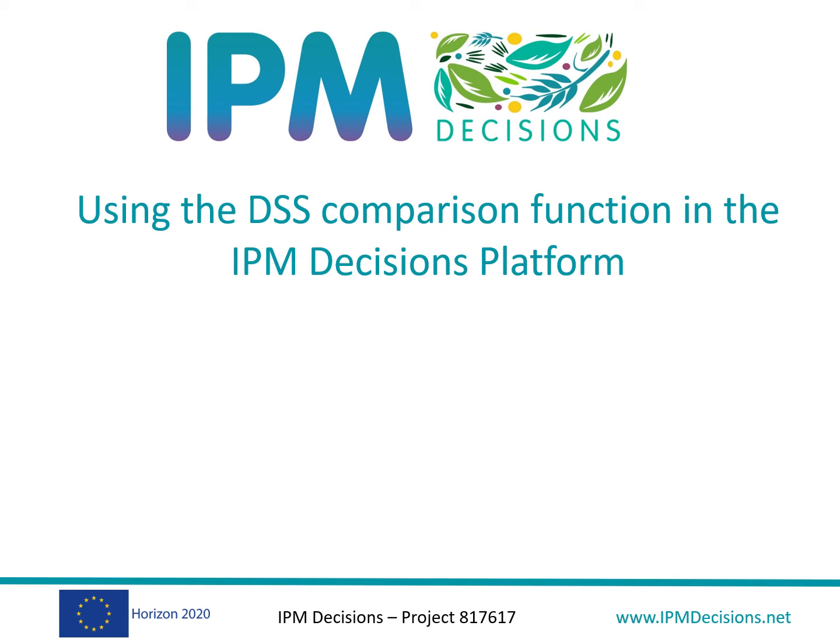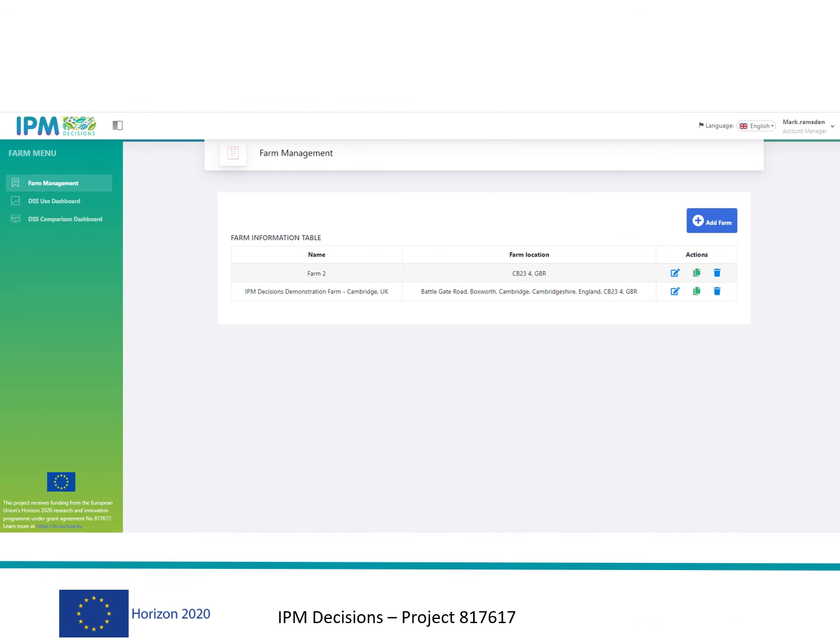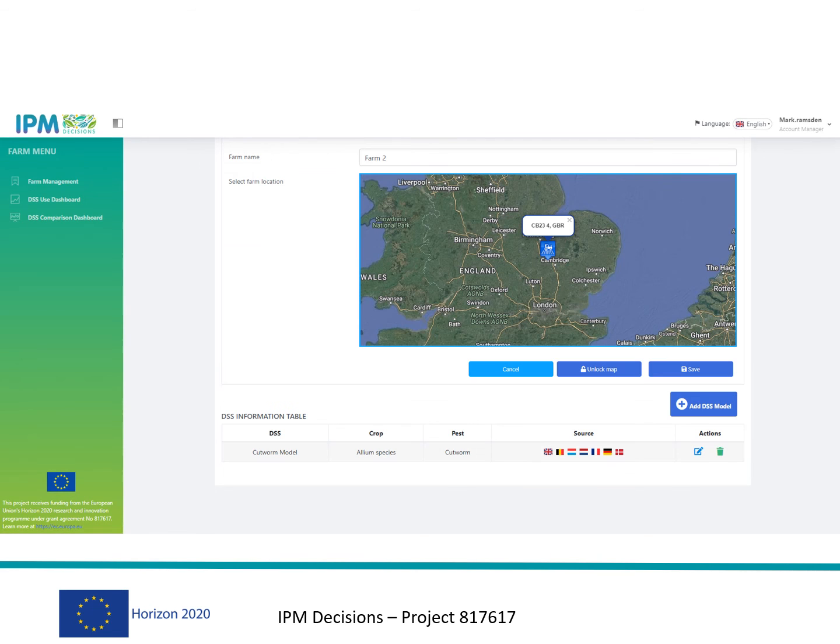Now I will demonstrate how to use the DSS comparison function in the IPM Decisions Platform. Let's say we're an advisor supporting 2 neighbouring farms and we want to compare risk. We add our second farm. We add the DSS we want to use on that farm, and in this case, the same system as before for cutworm on onions.